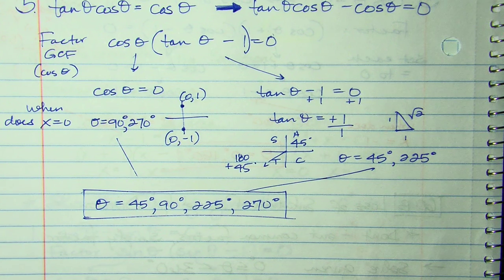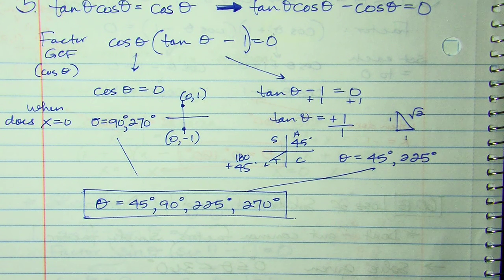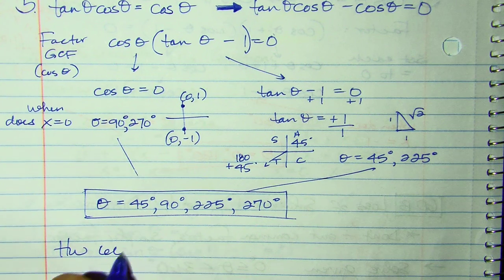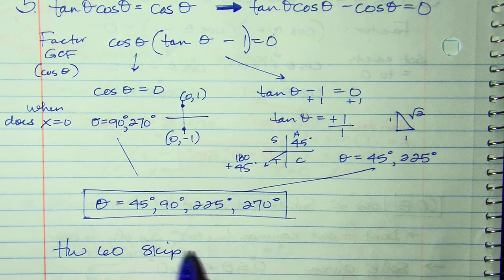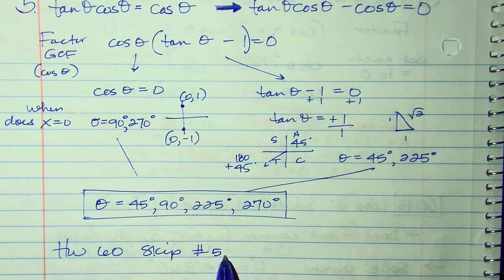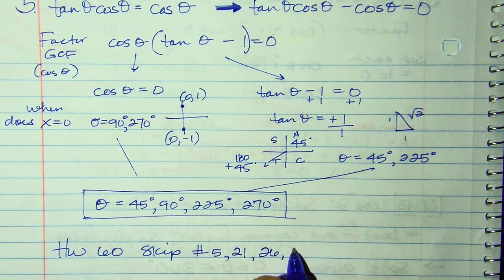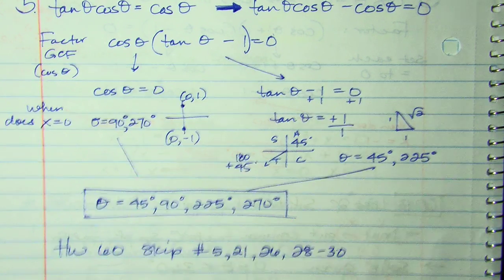Hopefully those notes help. The homework for lesson 60, you are going to skip numbers 5, 21, 26, and 28 through 30. Thank you.